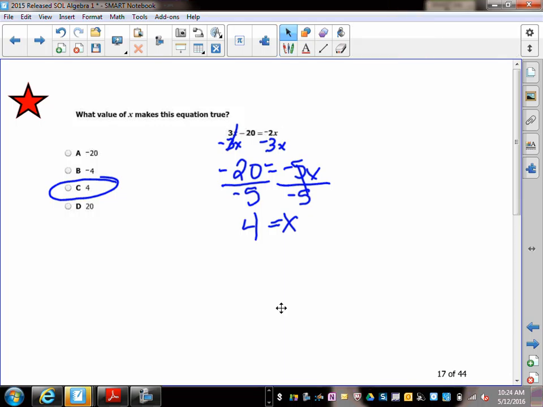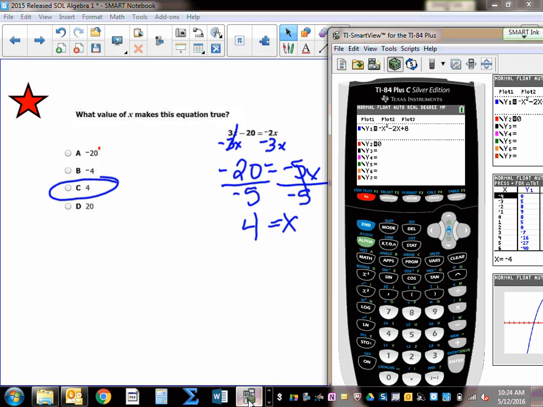That's one method we can use. To check our answer, or if you're stuck and have no idea what to do, we can check each of our answers here. Have we talked about the store button yet in this class? No. Oh, wonderful opportunity. Get out your calculator and let's use the store button.